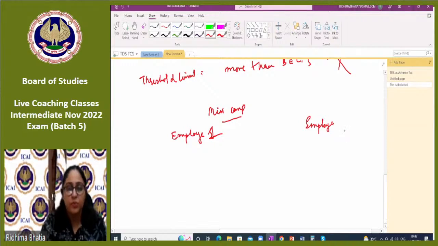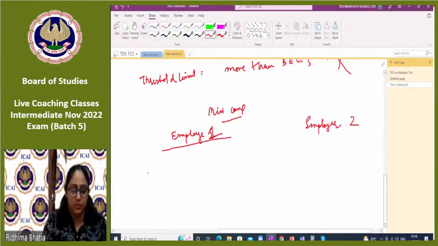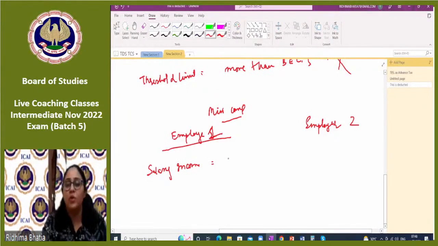Ma'am, what is mini computation? I know that this person only has salary income. Okay? So I'll take his salary income. And how will I know the salary income? I am the employer. I know how much is the salary income. Suppose salary income during the year is 7 lakh after 50,000 deduction. Okay? There is no other income of the employee. So employee number 1 and employee number 2, sorry. There is no other income of the employee. Total income of the employee is what?